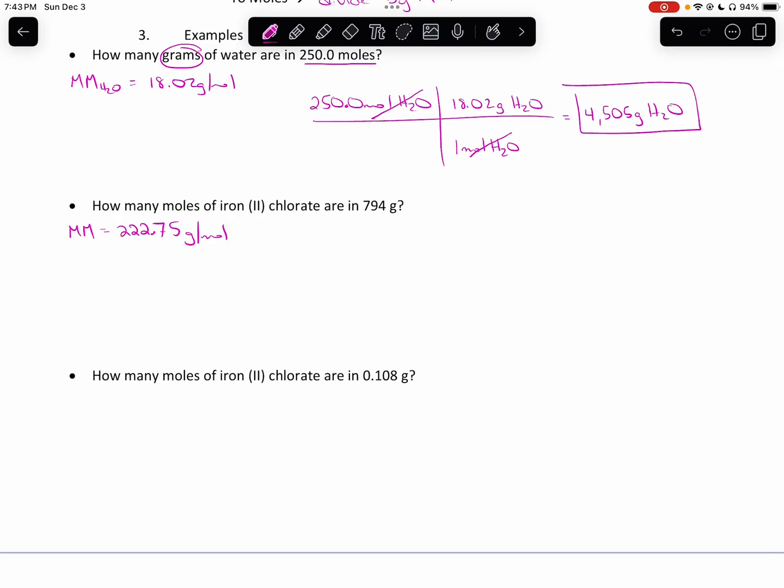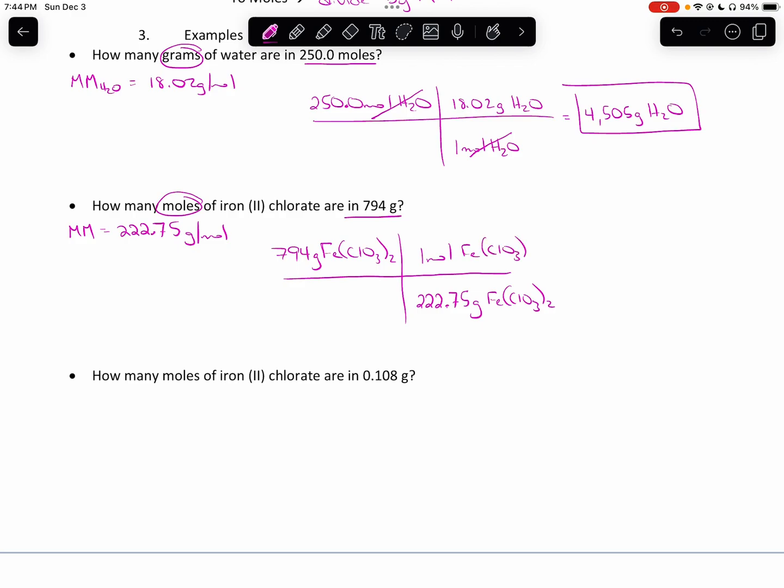Let's see if we can reverse this. So this time, how many moles? We're looking for moles. 794 grams of iron 2 chlorate. So we're going to start with 794 grams on our T-chart. Remember, iron 2 chlorate was Fe, parentheses ClO3, parentheses 2. All right. We're going to put the molar mass on bottom to get our grams to cancel. So we're going to put 222.75 grams of Fe(ClO3)2. And on top, we're going to put 1 mole of Fe(ClO3)2.